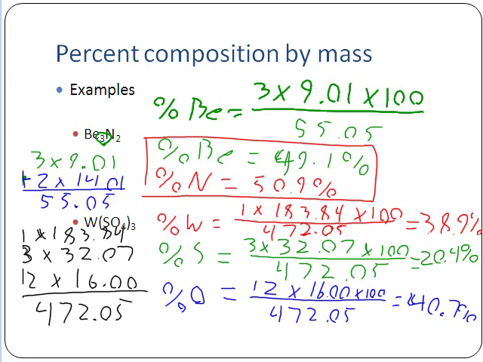Our double check is to say 40.7, the oxygen percent, plus the sulfur percent, which is 20.4, plus the tungsten percent, which is 38.9, and we add those up, we get exactly 100%. And so we know we've got this right. So this is how you go about finding percent composition by mass.